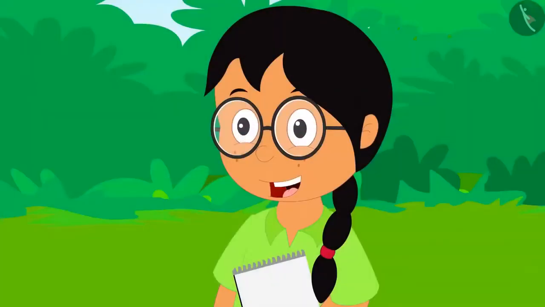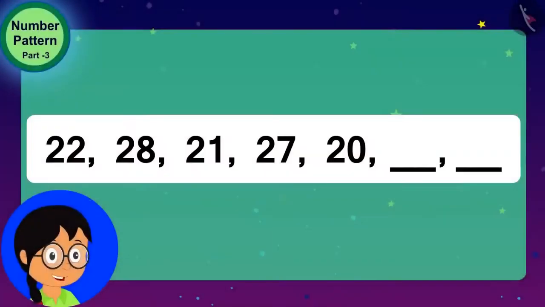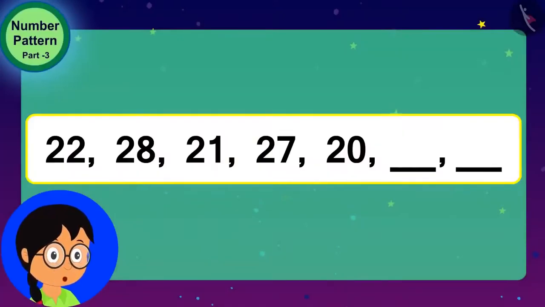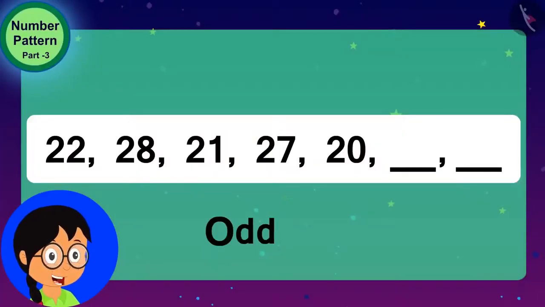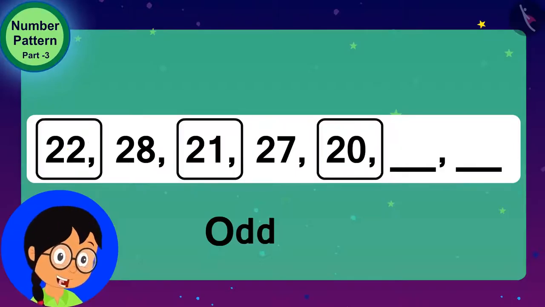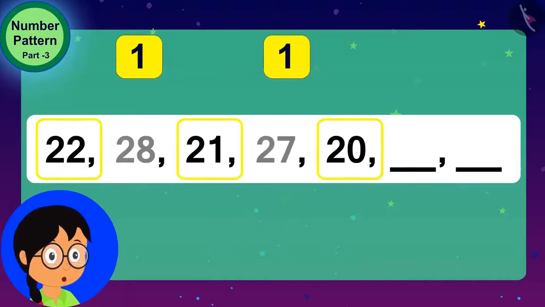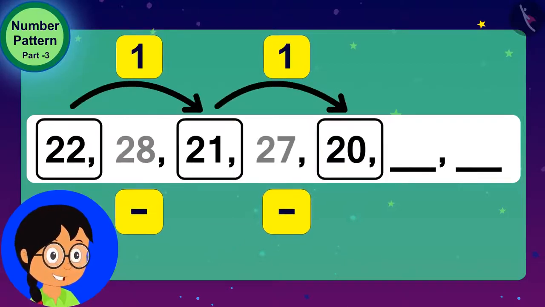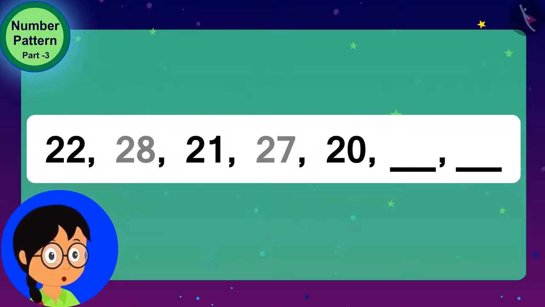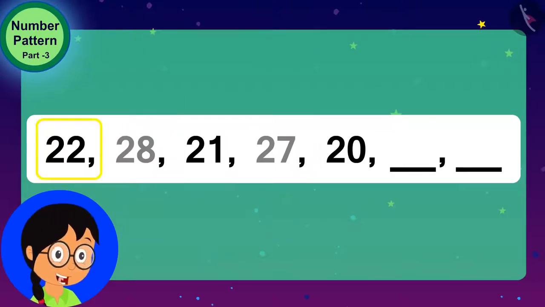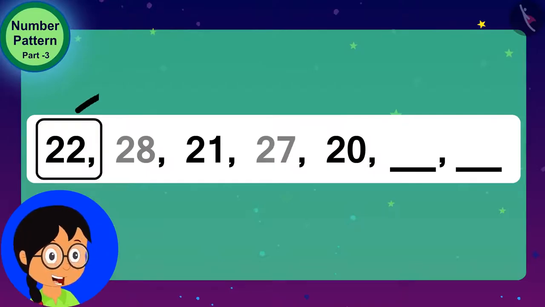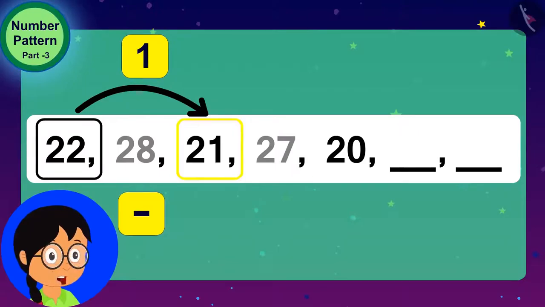Meenu excitedly said, I have found another rule of this number pattern. If you look at the numbers written at odd places of this number pattern, you will find that the numbers written at these places are 1 less than the numbers coming before them. 1 is subtracted, as the number written in the first place is 22, and the number written in the third place is 1 less than that, 21.